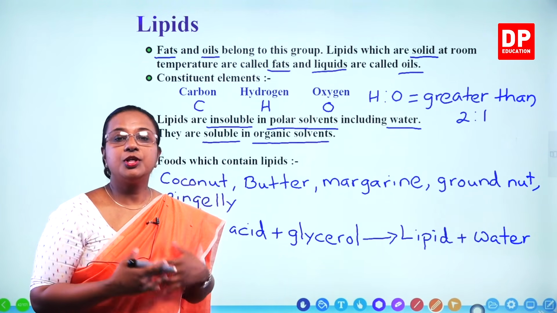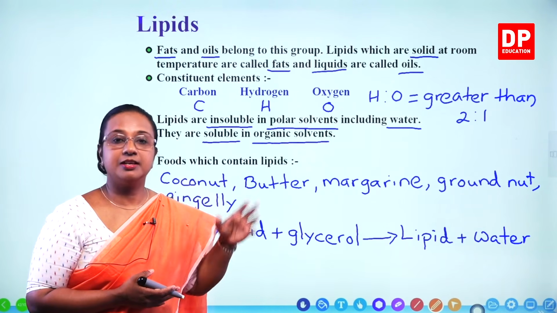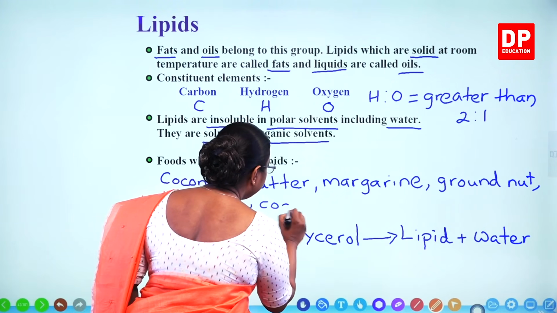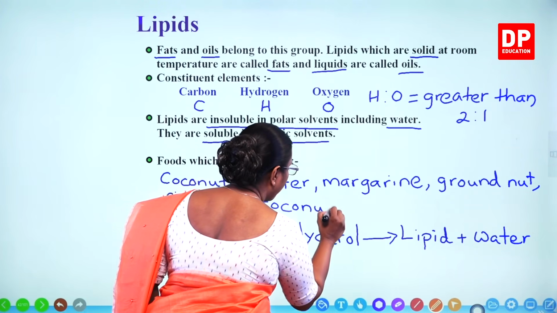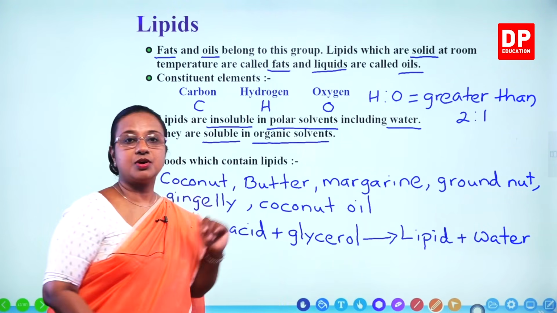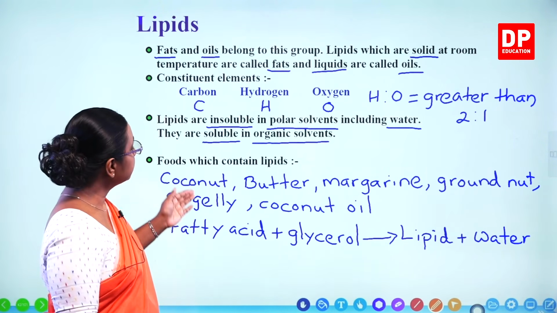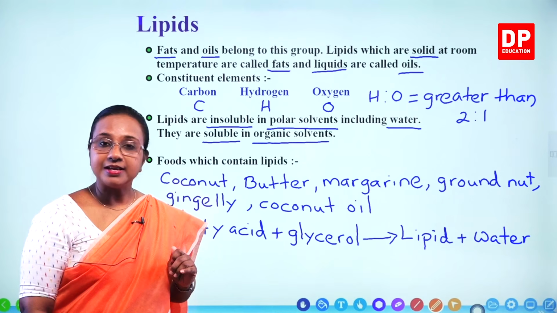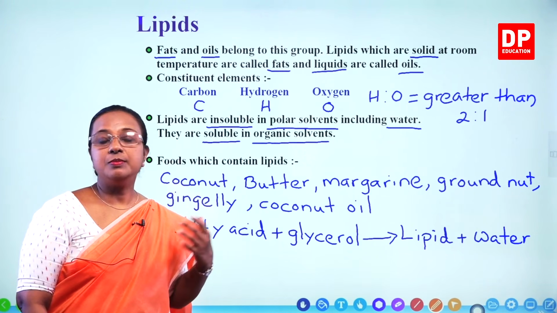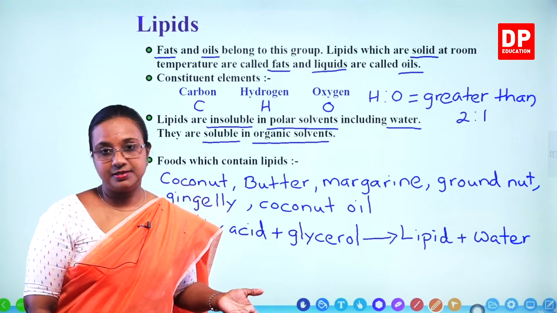So, they are both oils. They are also substances that are rich in lipids. So, we can also include the different types of oils. And other oils also contain lipids. So, these are the facts that you need to know about lipids. Now, we will discuss the significance of lipids.